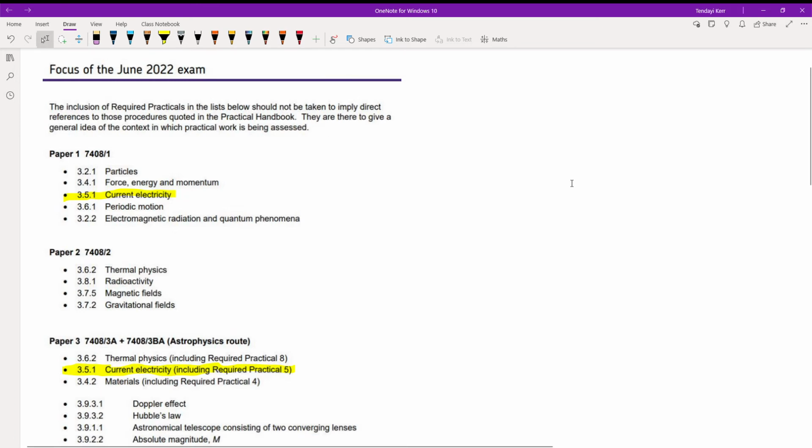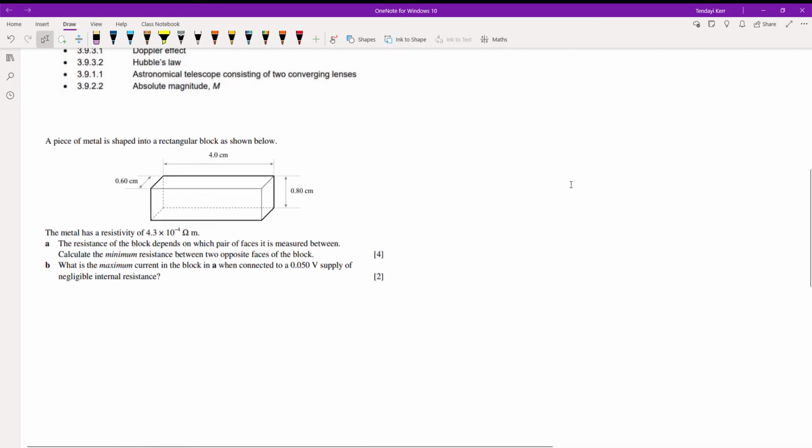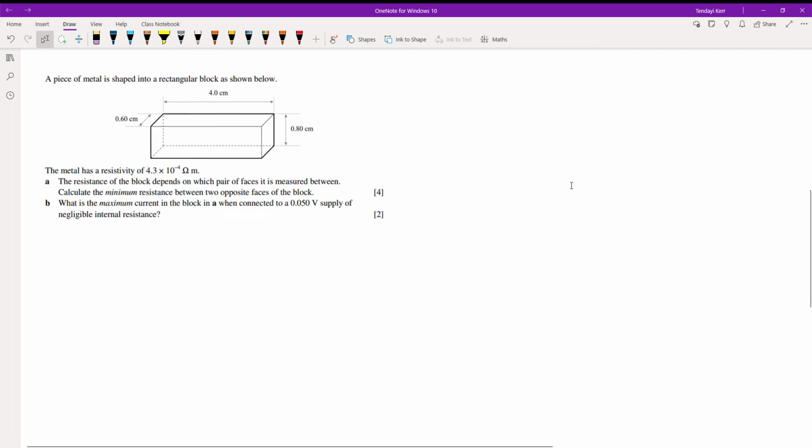So let's look at the question. This is the question. So we've got a piece of metal shaped into a rectangular block, and you're given the dimensions of the block, and you're also given the value of the resistivity of the block as well. So on your formula sheet, we've got the equation for resistivity. So we know that R, the resistance, is equal to rho, resistivity, times the length over the cross-sectional area, A. So we're looking for this equation on our formula sheet.